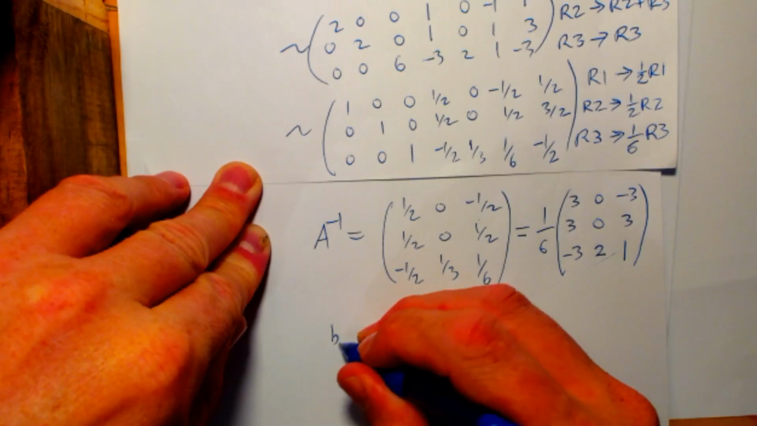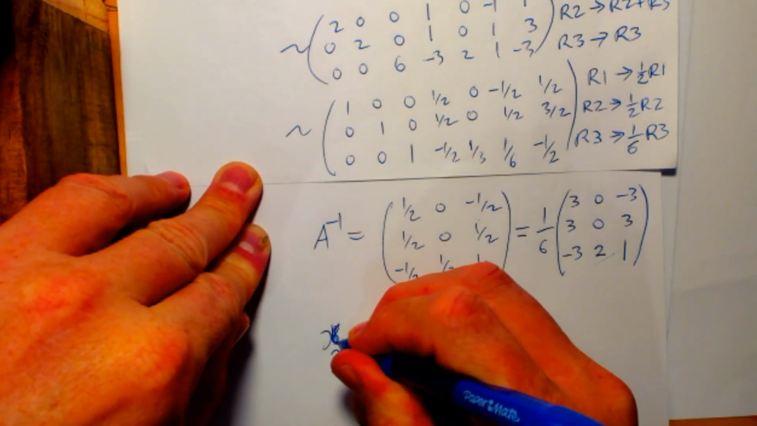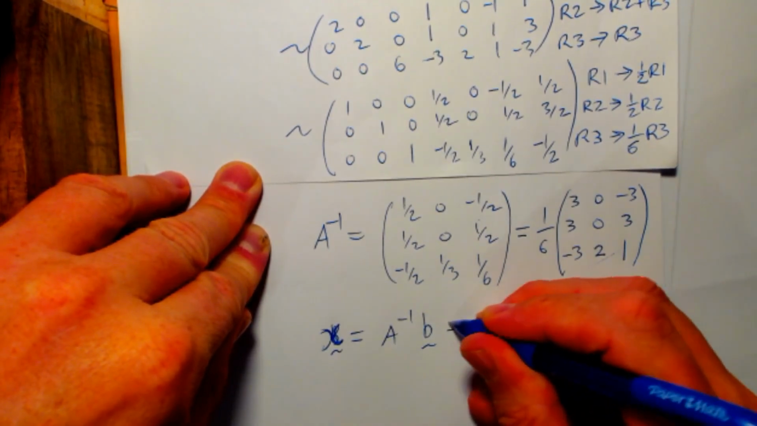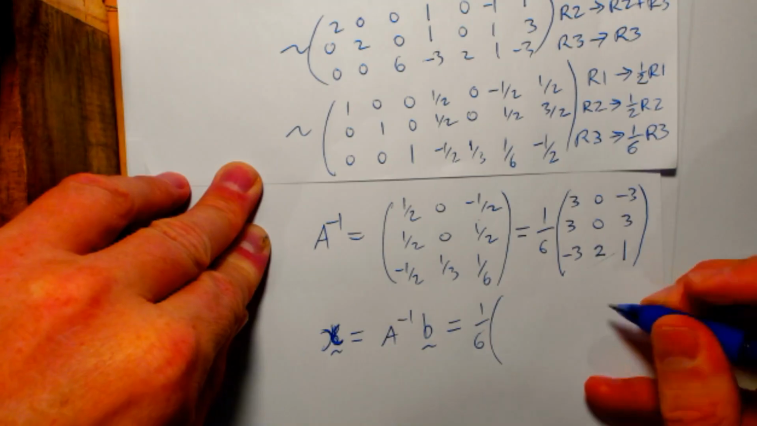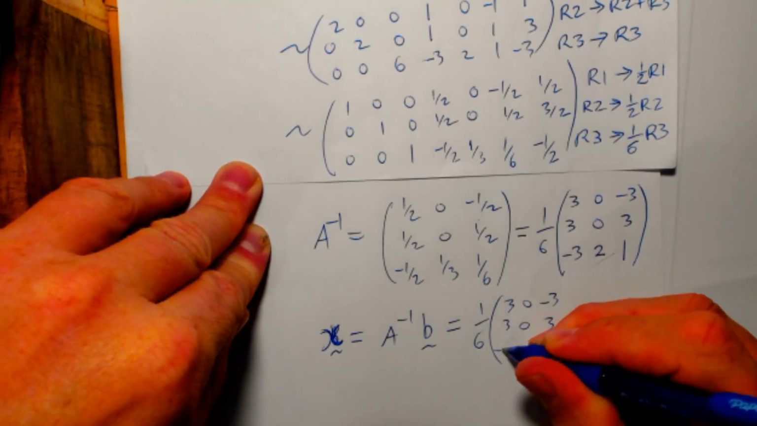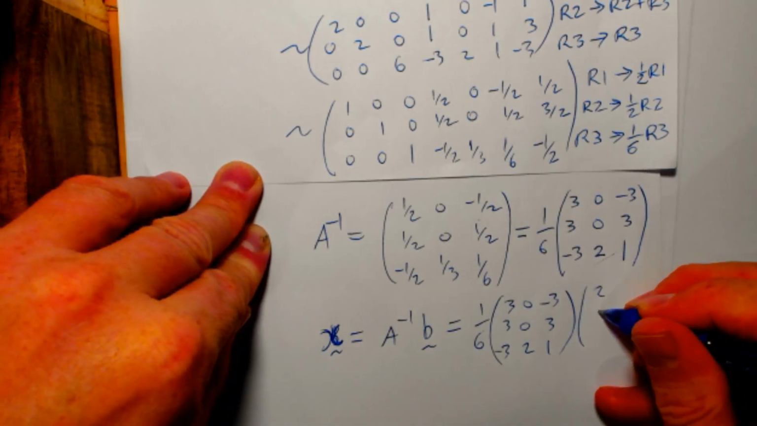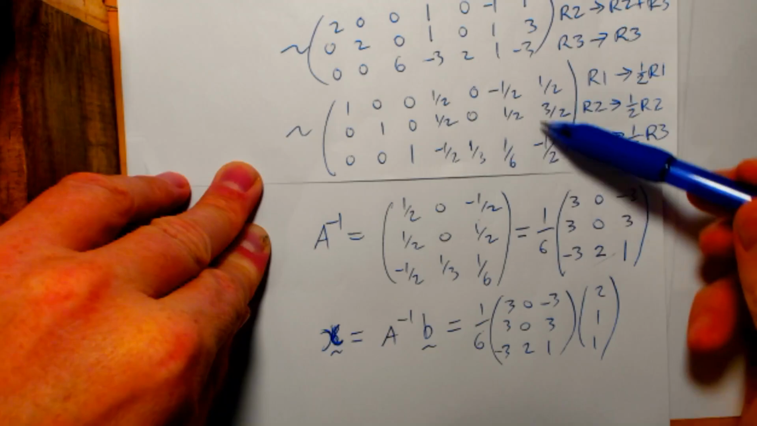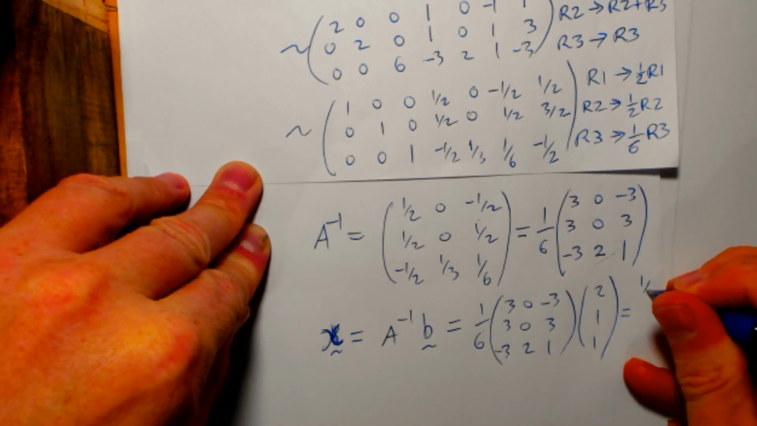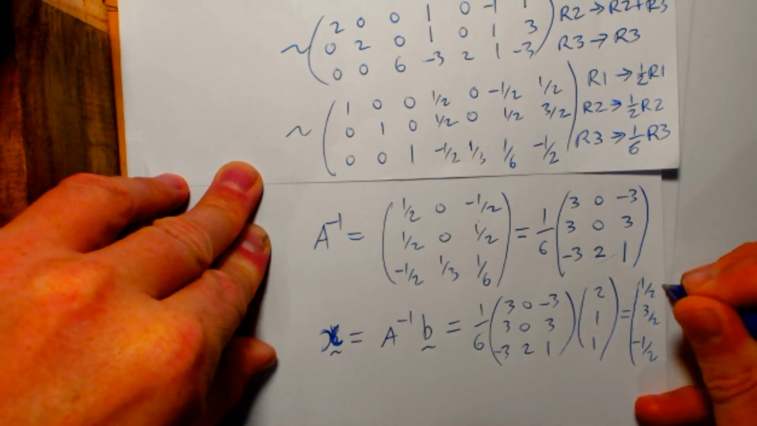Okay, so 1/6 of this matrix should be our inverse of the matrix. And so X is equal to A inverse B. But we already know what this is. It's this, right? So you may wish to check.